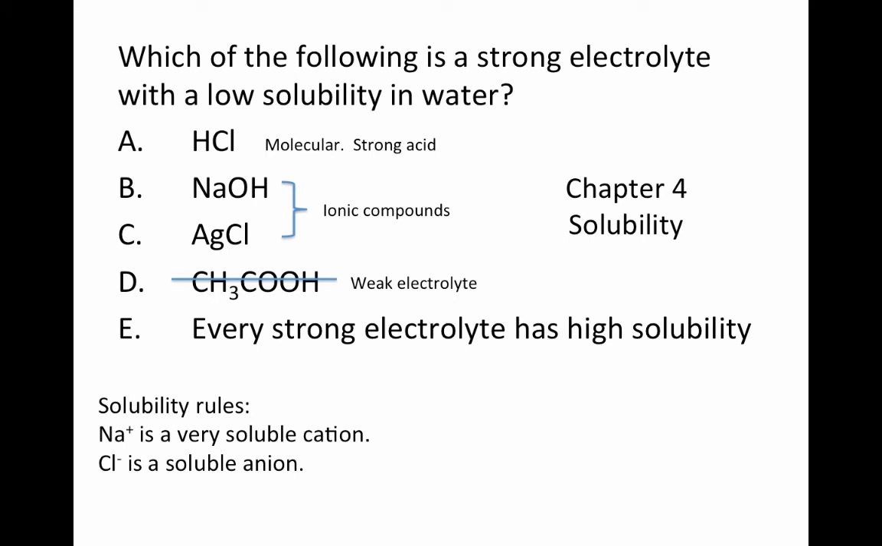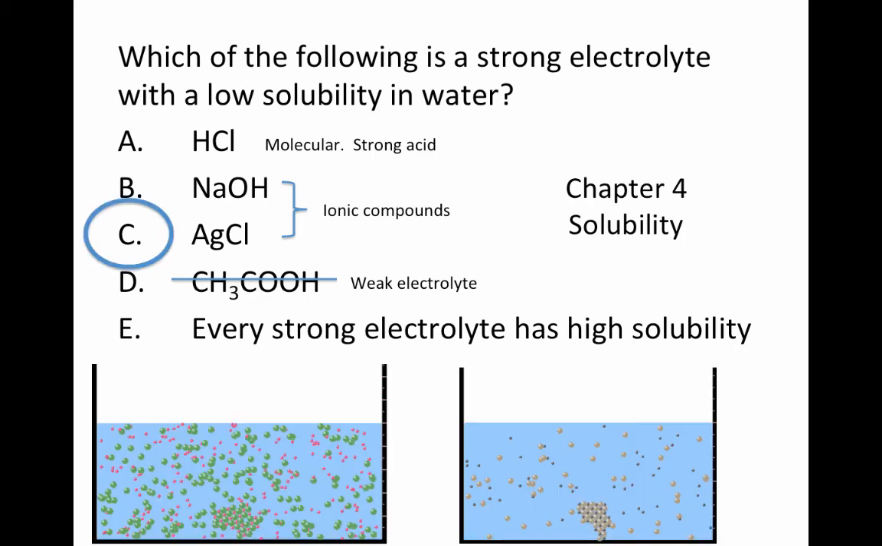Sodium is a very soluble cation. So I'd say sodium hydroxide is a substance not with a low solubility but a high solubility in water. The chloride, it's also quite soluble unless it's paired with an insoluble cation like the silver plus. Therefore, we could consider AgCl to be a strong electrolyte that also has a low solubility in water.